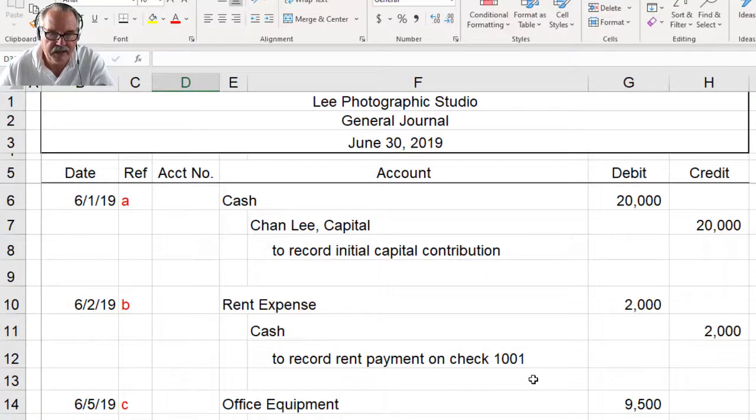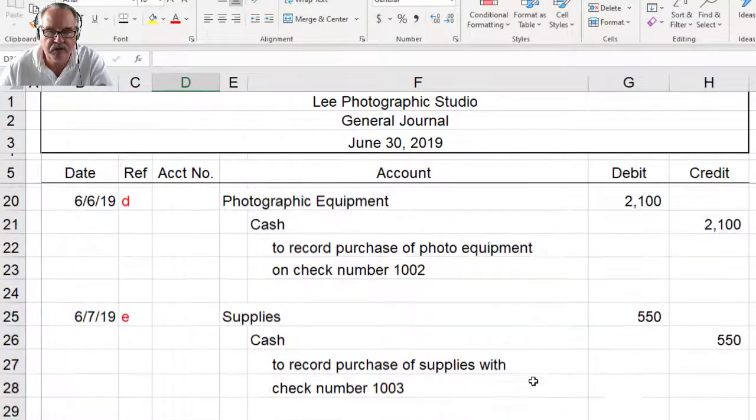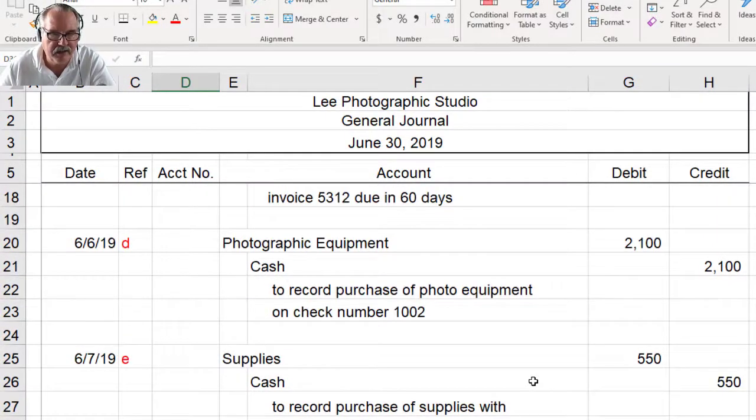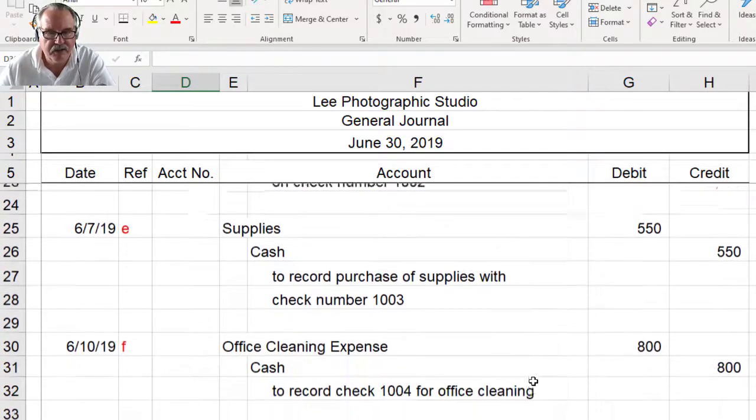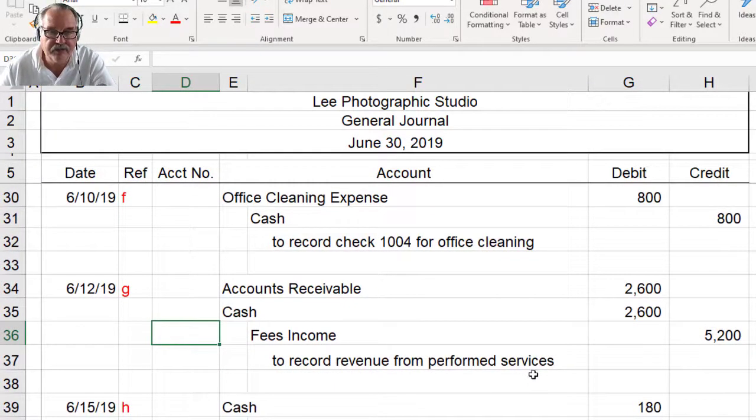Okay, I'm back. And here we are. I'm going to go through these quickly. We bought some photographic equipment for cash. Debit photographic equipment, credit cash. We bought some supplies. This is transaction E. Debit supplies, credit cash, $550. We paid for some office cleaning expense. $800, debit office cleaning expense, credit cash.